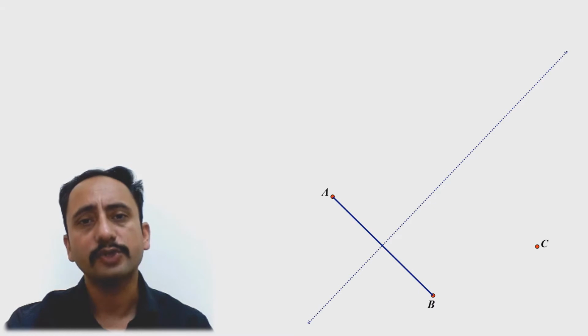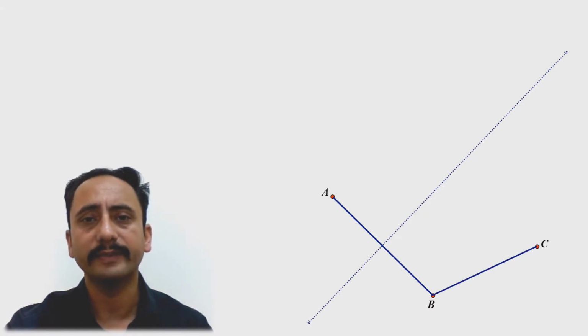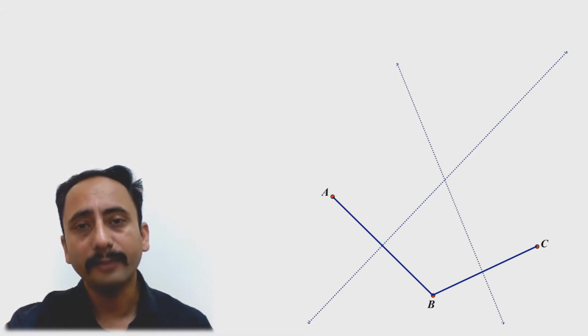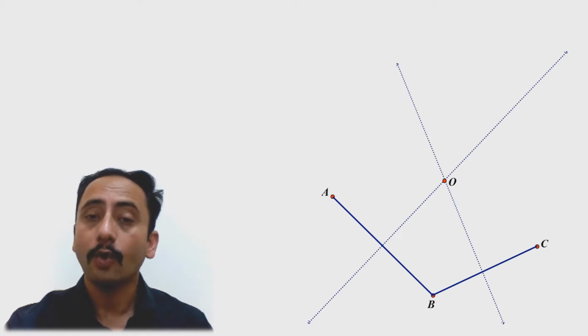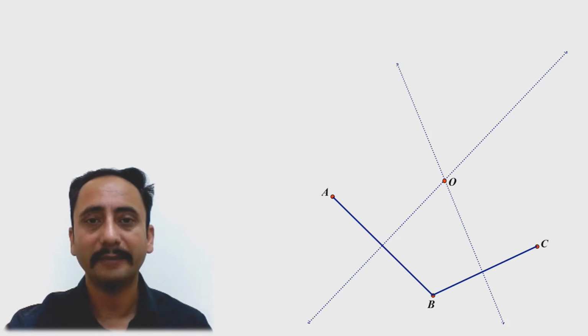Next step is join BC. Again draw a perpendicular bisector to BC. Now every point on the perpendicular bisector of BC will be equidistant from points B and C as well. Now there exists a common point on the perpendicular bisectors of line segments AB and BC, and that point is O, which means O is equidistant from all 3 points A, B and C as well.